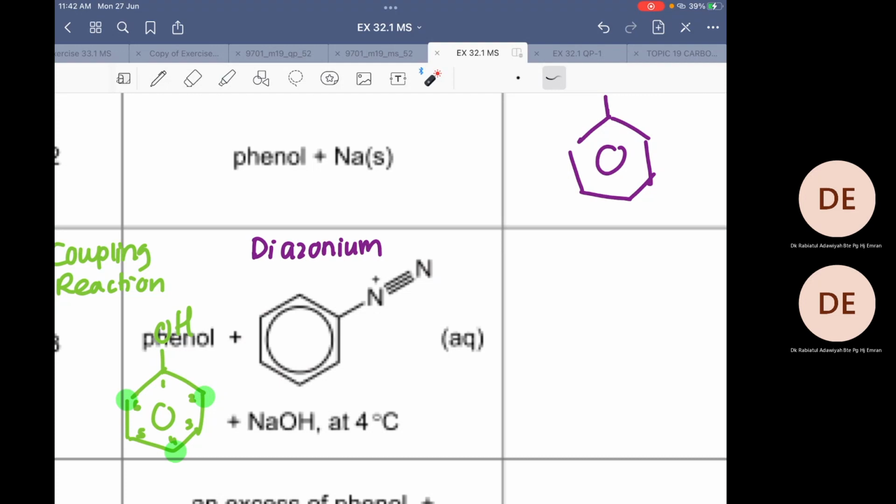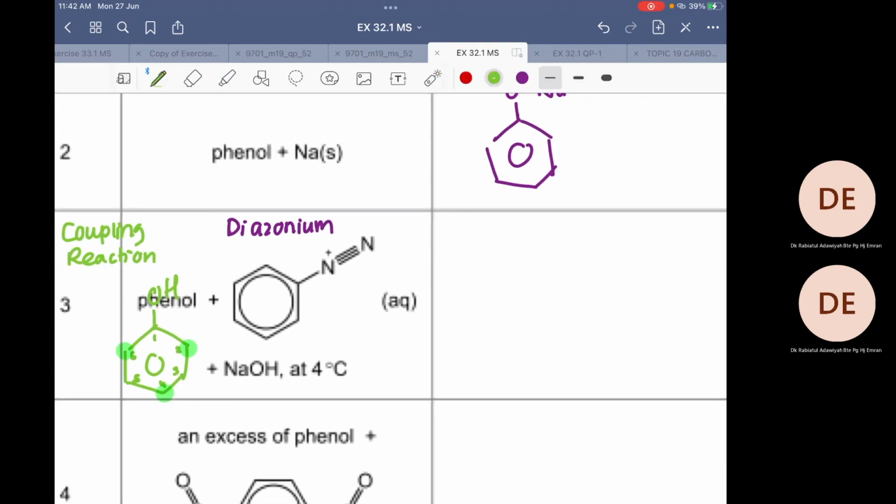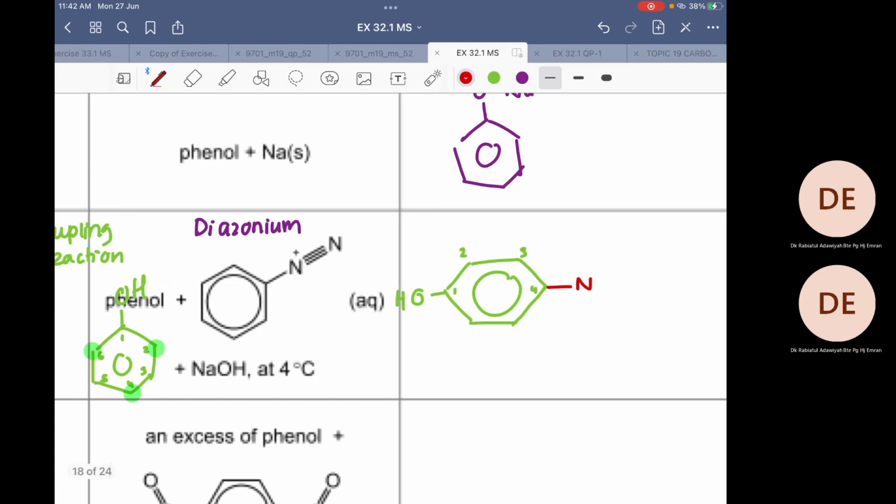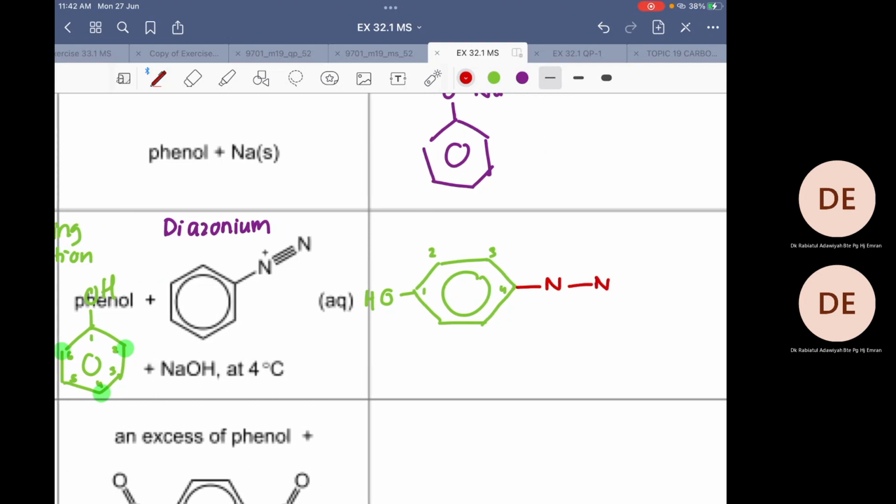Okay, so how do we draw this product? I will rotate my phenol, the 1, 2, 3, 4, and that's where the new link or bridge is formed. Nitrogen with another nitrogen attached to the diazonium ion. Now my question is, how many bonds are there between the 2 nitrogen atoms? Double bond.